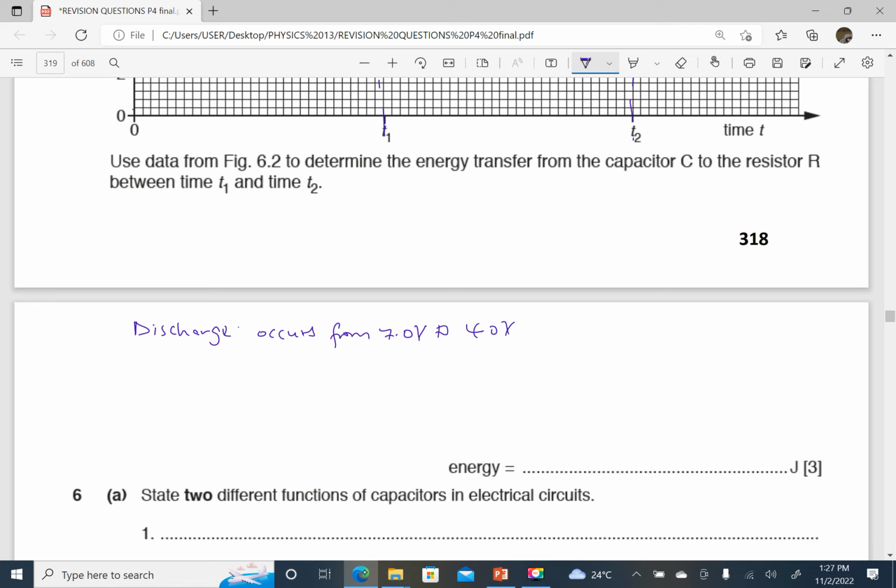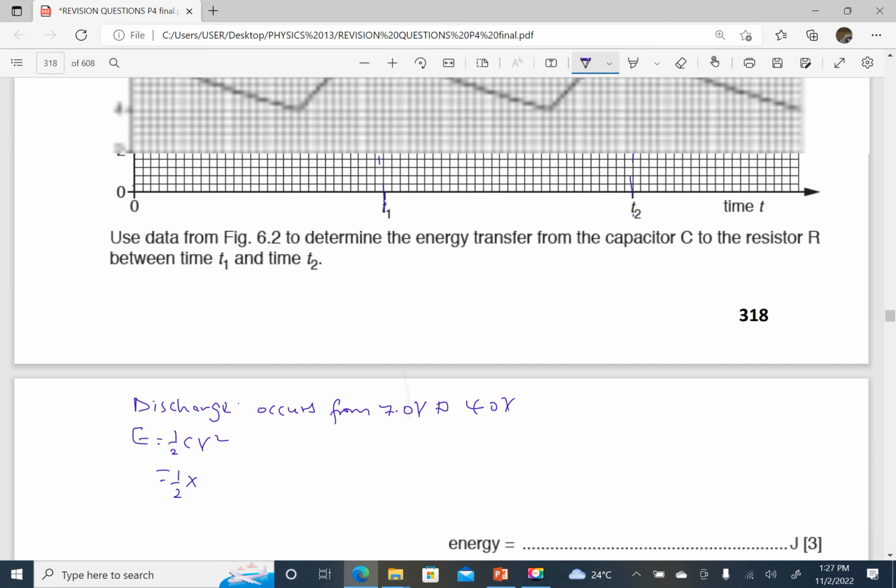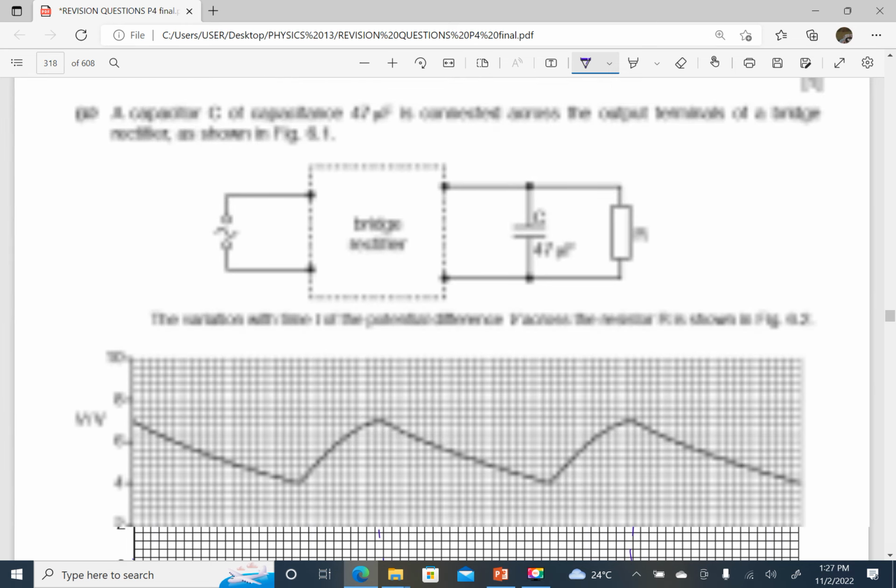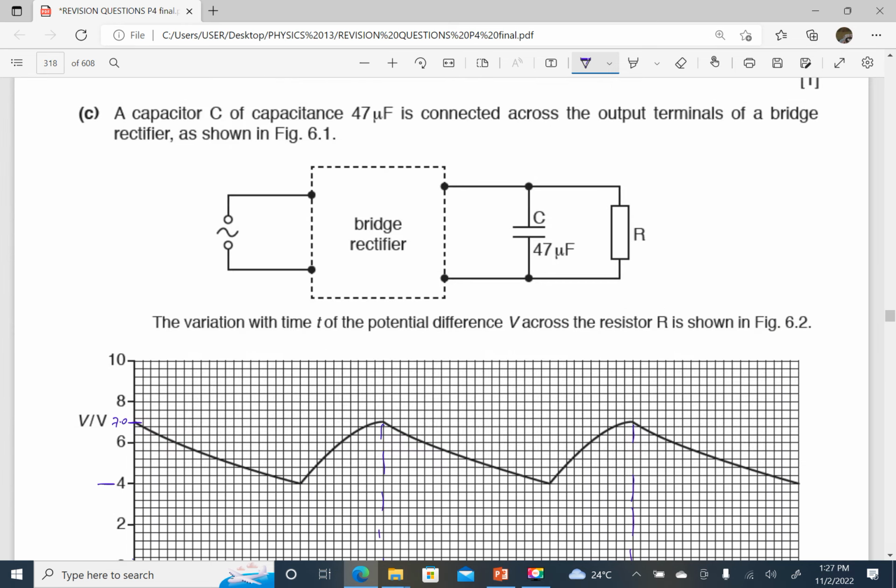That's how discharge occurs. So we want the energy transferred from the capacitor to the resistor. So the energy is going to be a half CV squared. So this is going to be a half times the capacitance. They gave us a capacitance of 47 microfarads. So the capacitance is 47 times 10 power negative 6.